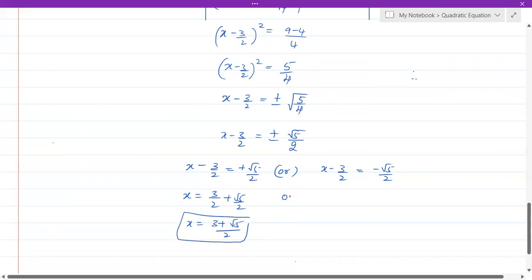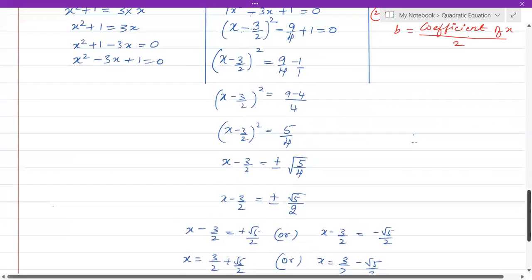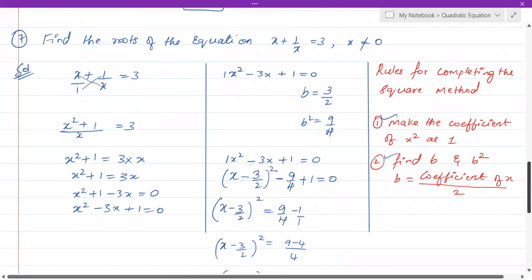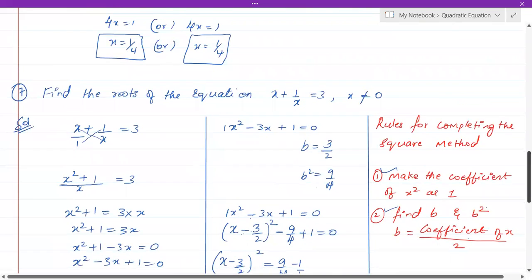Or again here, minus 3 by 2, the other side will become plus 3 by 2, minus root 5 by 2. Therefore, you can write it as 3 minus root 5 by 2. So these are the two roots of the quadratic equation. Let's understand the procedure, then let's discuss why we are doing it like this.